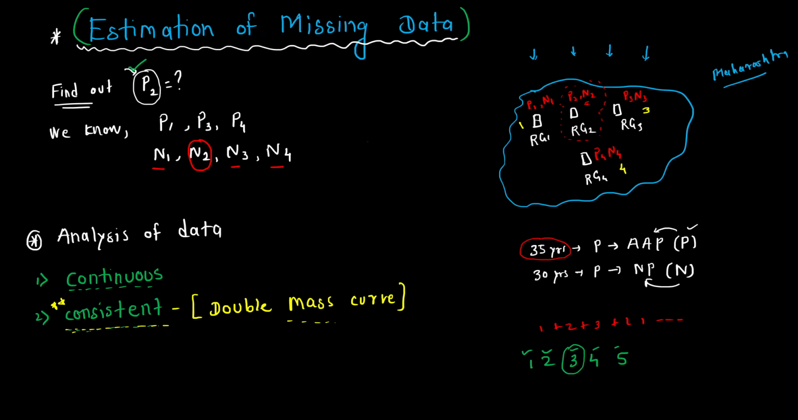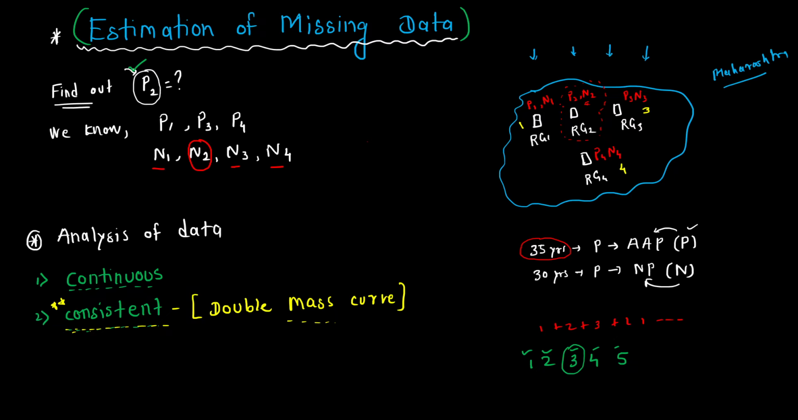So in the previous video, we have completed the estimation of missing data concept. So we have understood that for analysis of any data, in our case the analysis of rainfall data, there has to be certain characteristics of data that has to be met. The first characteristic is the data should be continuous, that is there should be no gap in the data. Second is the data should be consistent.